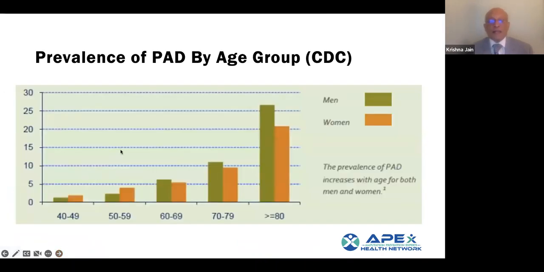If you look at that by age group, the light green is men and the orange is women. As you would expect, as the age grows from 40 to more than 80, the prevalence of PAD continues to go up. When you look at people age 60 and above, men still outnumber women in terms of percentage.